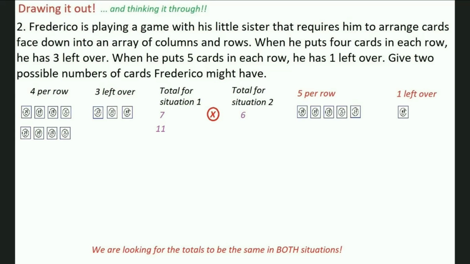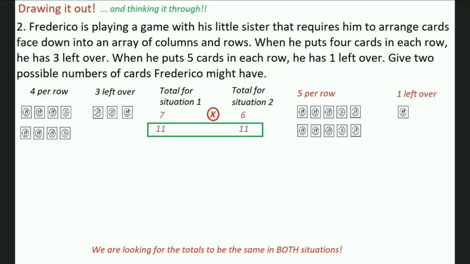And remember, this isn't a function table. This is more of a comparison. We're drawing it out. So don't think about functions and y and x and everything. Look at this as it appears. So we have 11 cards in our first situation, 8 plus 3. In our situation 2, if we add another 5, we have 5 plus 5 plus 1. That's 10 plus 1, that's 11. We have a match. So his deck could contain 11 cards because he could set them out in 2 rows of 4 plus 3 or 2 rows of 5 plus 1. So that's a match. His deck could have 11 cards.